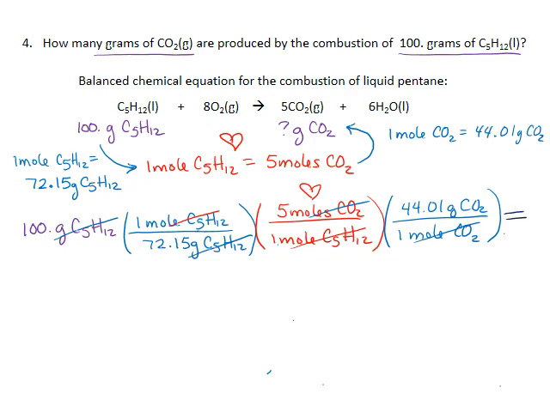Doing this on our calculator, we get an answer of 304.9996 grams of carbon dioxide. We notice, however, that we should only have 3 significant figures, so we'll round this to 305 grams of carbon dioxide.